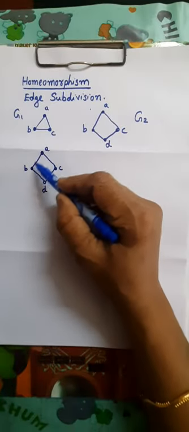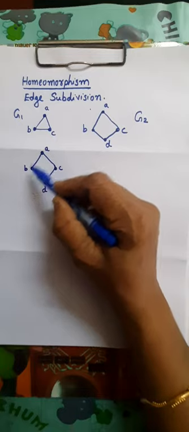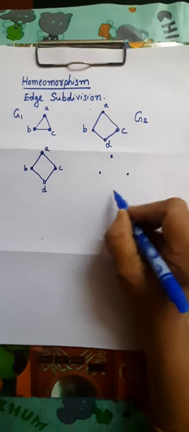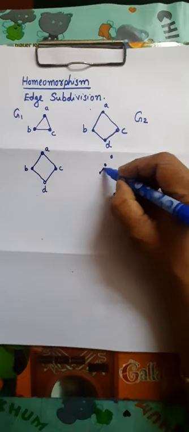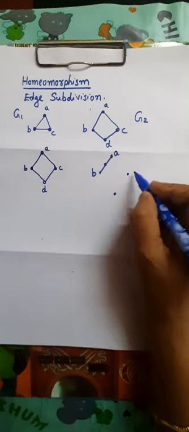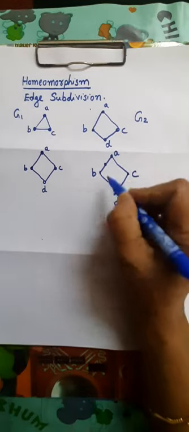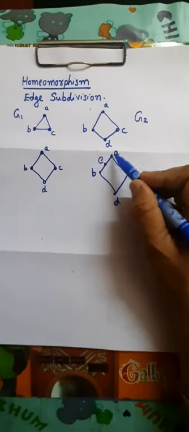For that, delete edge AB and introduce a new vertex whose degree is 2 in between this edge. That means we can write A, B, C, D. Then introduce a vertex of degree 2 in between these two vertices, A, B. Other edges are the same: A, C, D, C, and B, D. Let the new vertex be named E. So edge AB is divided into two edges.